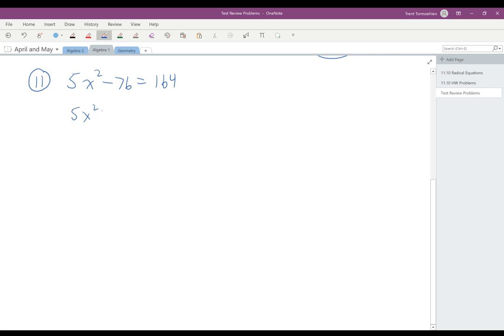So to do that, we're going to add 76 to both sides, which is going to give us 5x squared equals 240. And then we divide both sides by 5 to isolate the x squared. And so that gives us x squared equals 48. And then to solve this, we take the square root of both sides, but don't forget, whenever you are the one that is inserting the square root, like we just did here as a tool to solve this equation, you have to do plus or minus. And so it's going to be plus or minus, and the square root of 48 is 4 root 3 because 16 goes into 48 3 times.